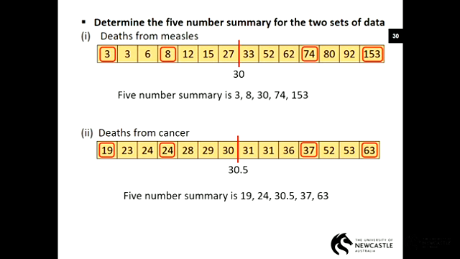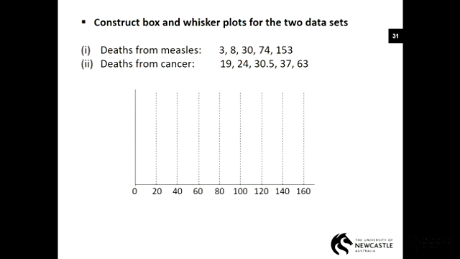But if we now draw a box plot for each, and look at the deaths from measles, do a 3, 8, 30, 74, 153. Initially it's already showing very right skewed. There's a tail of data to the right. The majority of stuff is down here, but there was definitely a right skew going on there. If I look at the cancer from 19, 24, 30 and a half, 37 and 63, well, definitely the deaths from measles had a much bigger range, much bigger interquartile range, much less tail, but they were still both right skewed.